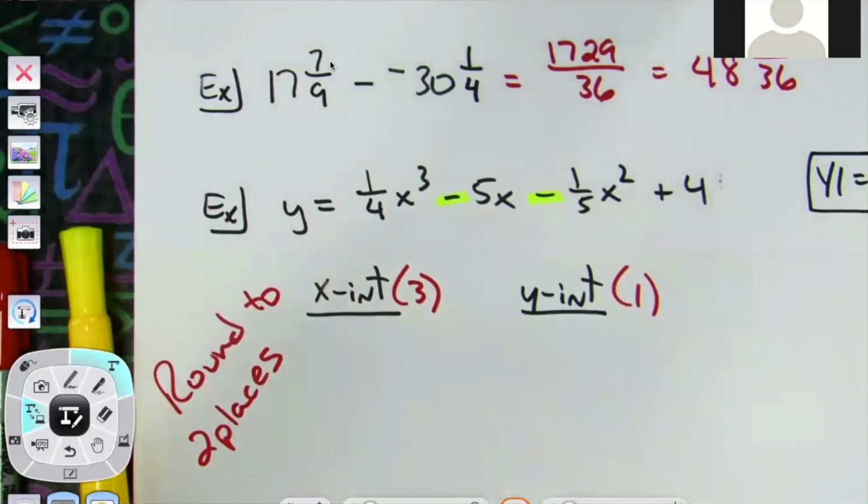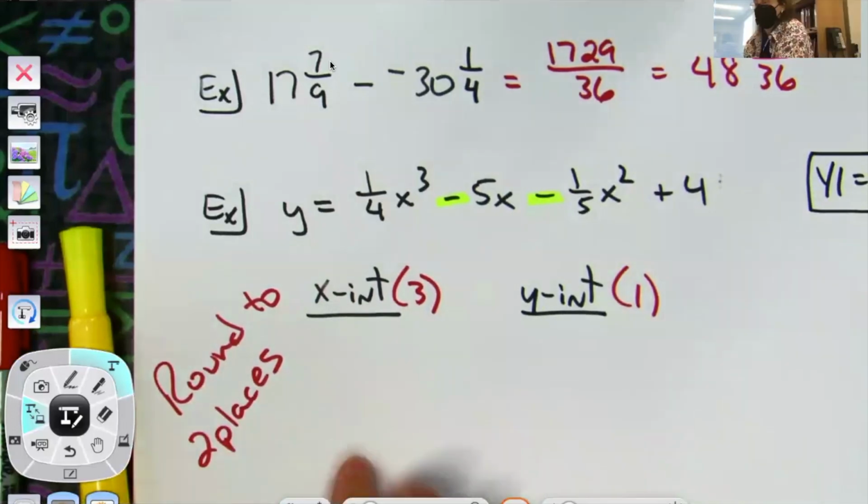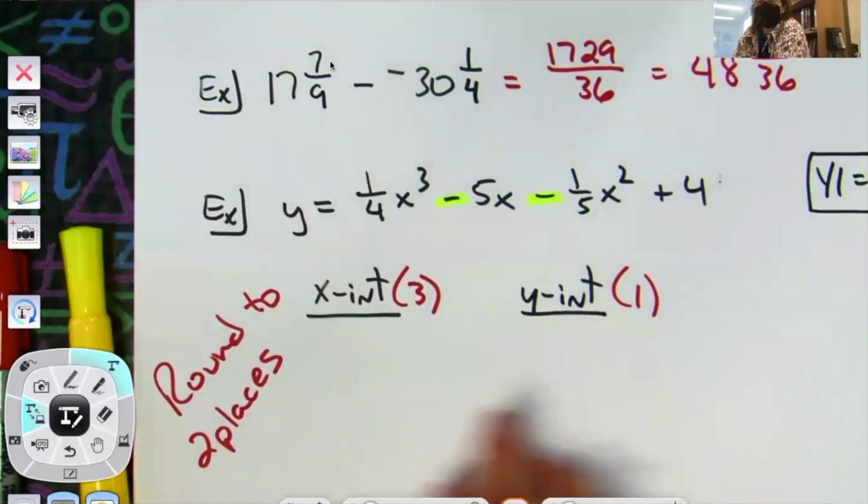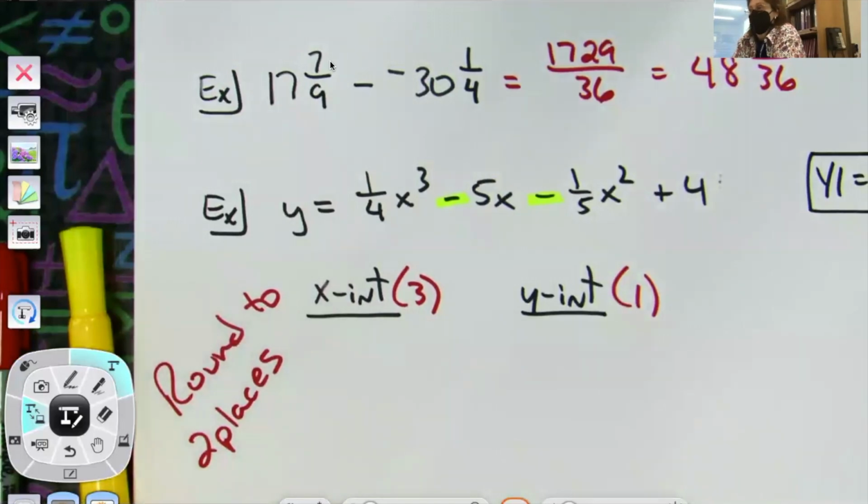All right, go ahead, find the x-intercepts. You've got 3 of them to find. Find the y-intercept. You'll only have 1 of those to find. Addison, if you can't get it, did you get it? Not yet. Okay, if you can't, let me know.